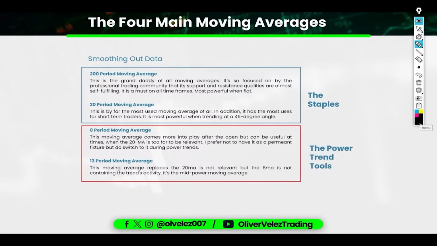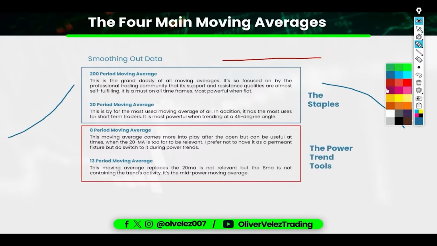The 200 period moving average is the most powerful when it is flat. All right, write that down. The 200 period moving average is the most effective when it is flat, relatively flat. It doesn't have to be perfectly flat, flat-ish, okay? The 20 period moving average, conversely, is the most powerful when it is trending, up or down.